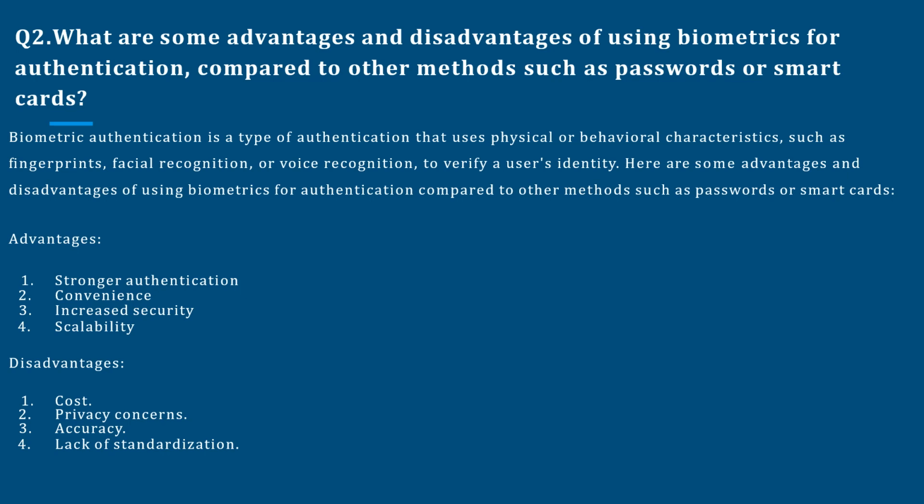Here are some advantages and disadvantages of using biometrics for authentication compared to other methods such as passwords or smart cards. Advantages: stronger authentication, convenience, increased security, scalability. Disadvantages: cost, privacy concerns, accuracy, lack of standardization.